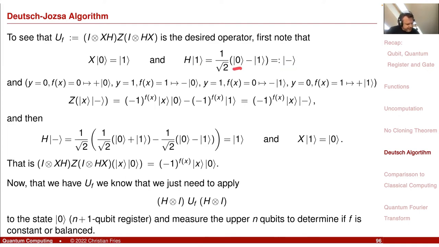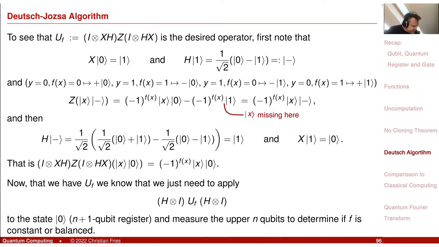The superposition of zero and one with coefficient one over square root of two and minus one over square root of two. And then if you apply the Z to this augmented thing, x and minus, we will get minus one to the power of f of x times x zero, minus minus one to the power of f of x, x one. You can move this factor in front. This is just minus one to the power of f of x, cat x, cat minus. So it's just the original state with this additional factor.